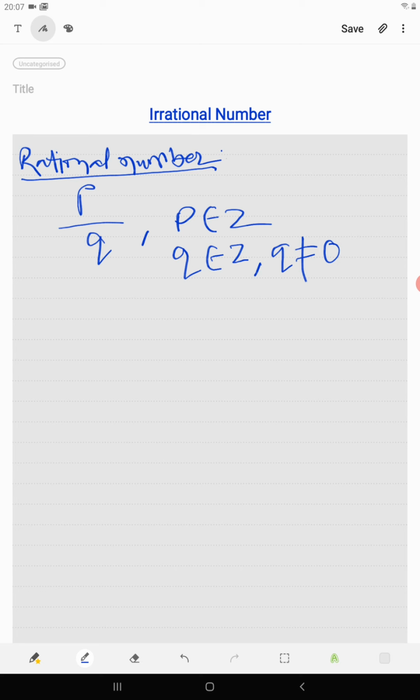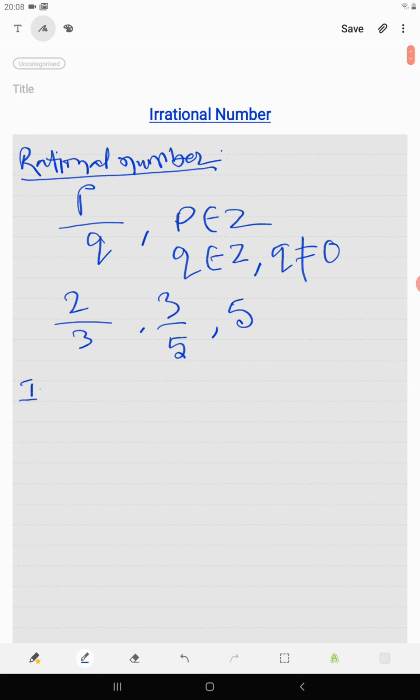If you are able to convert any number as a ratio of P by Q, then it's a rational number. Anything you are able to represent in the form of a ratio P by Q, where P is an integer, Q is an integer, Q not equal to 0, is a rational number. Examples are 2 by 3, then 3 by 5. If you are taking only whole numbers, also 5. This is also a rational number. Okay, then let's move on.